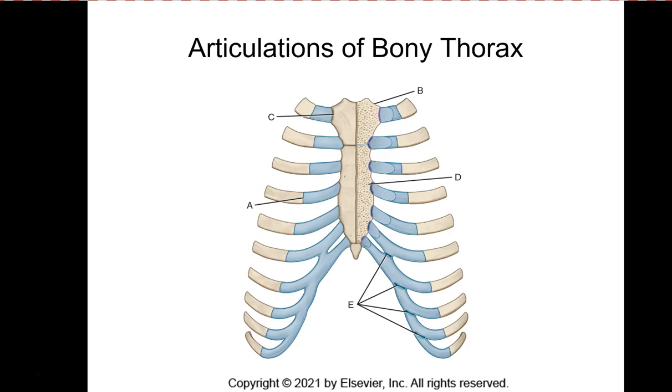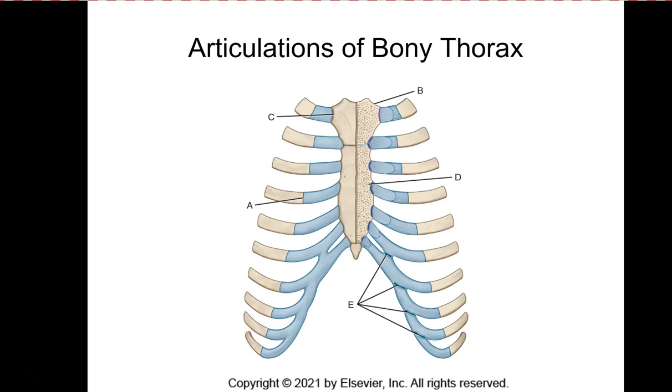So next, let's talk about the articulations or the joints of the bony thorax. And I don't need you to memorize the joint classifications here, so you don't need to write down every detail, but I just want to introduce these concepts to you. So let's talk about A. A is the joint between the costocartilage and the sternal end of the fourth rib. So where the costocartilage meets the rib is called a costochondral union.